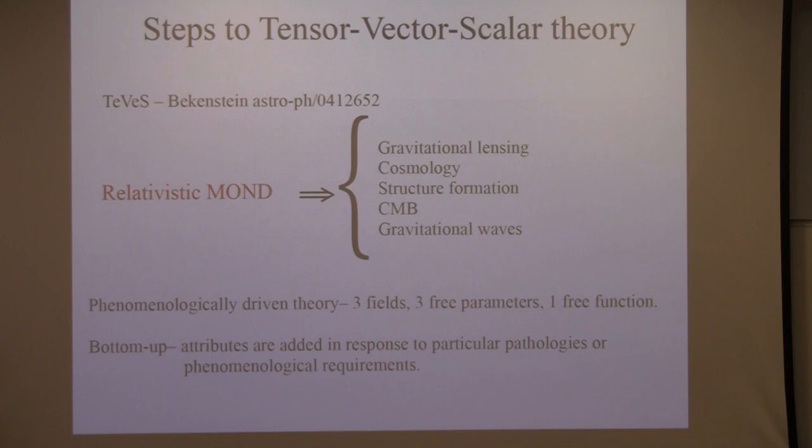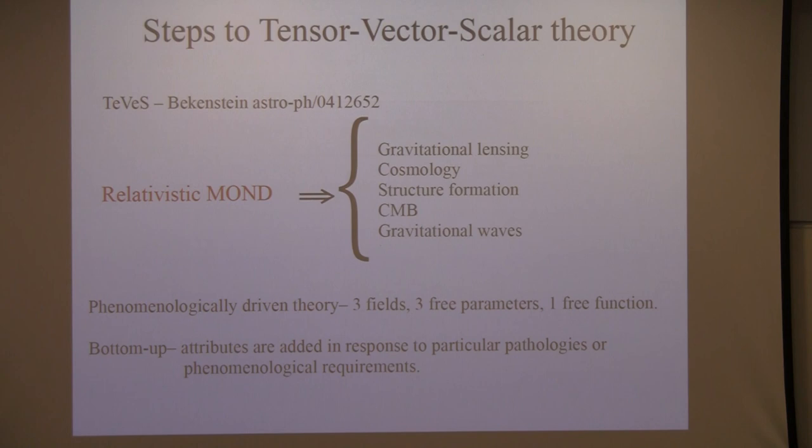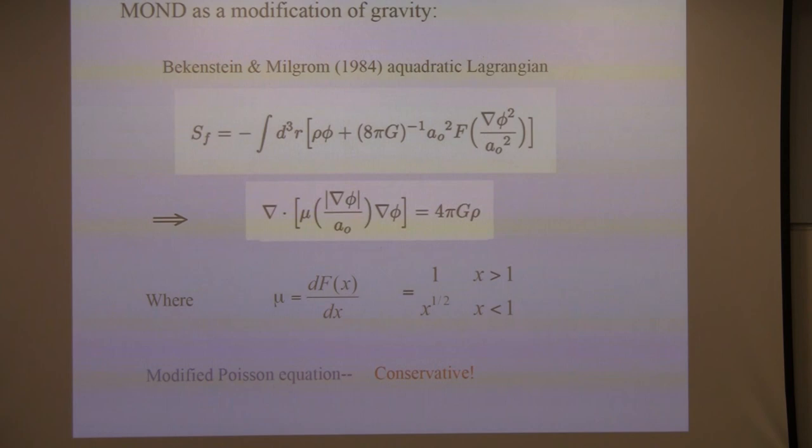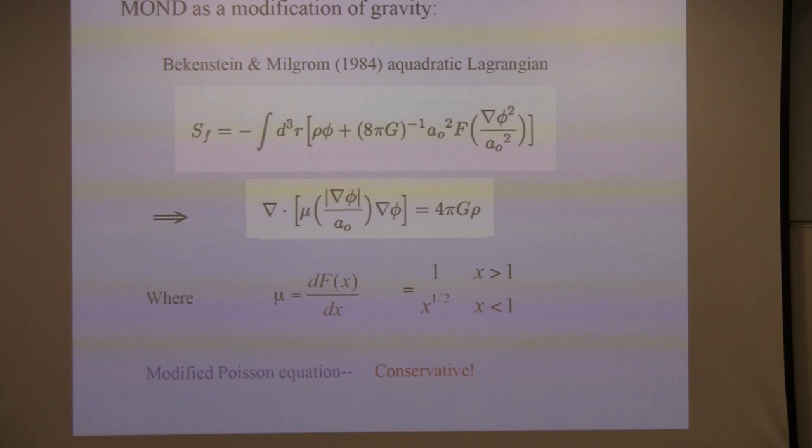Now, this theory is primarily a phenomenologically driven theory. There are three fields, three free parameters, and one free function. It's a bottom-up theory, in the sense that attributes are added in response to particular pathologies or phenomenological requirements. It's not a theory where you write down grand principles and deduce modified dynamics, although I think Jacob would have liked such a theory. Now, it began in a seminal paper by Bekenstein and Milgrom of MOND as a modification of gravity, where they wrote down the famous AQUAL Lagrangian theory. That is to say, the scalar field action is given by this formula.